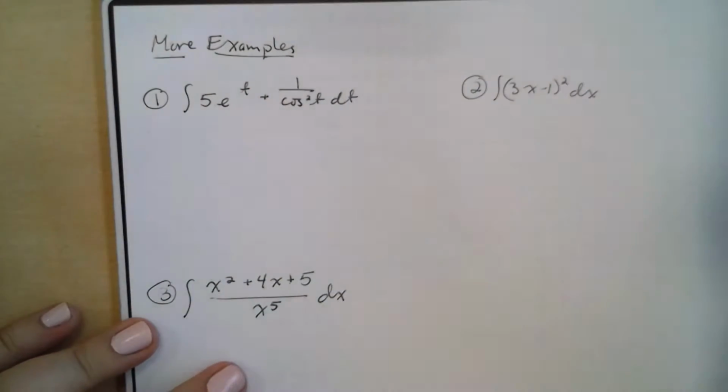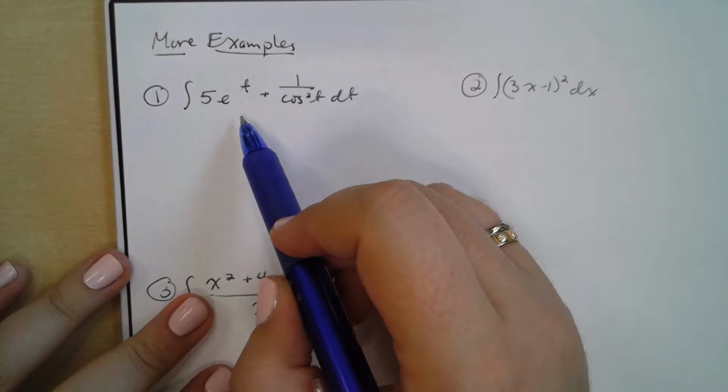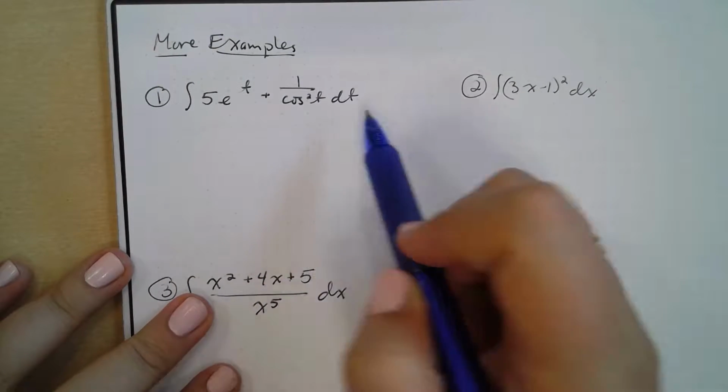So we are given the integral of 5e to the t plus 1 over cosine squared t dt.